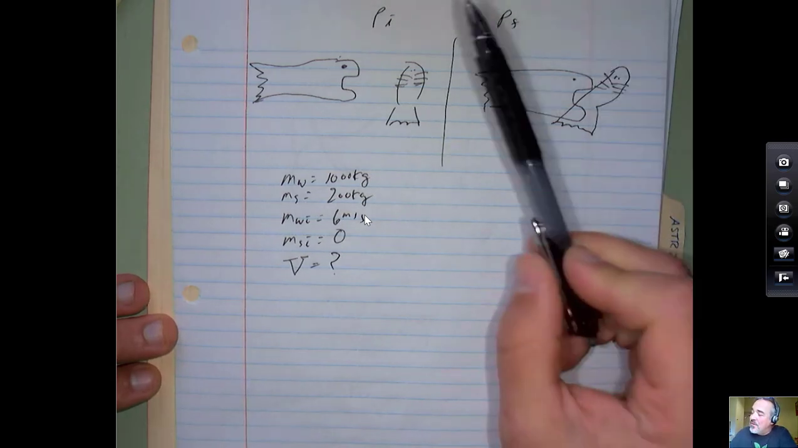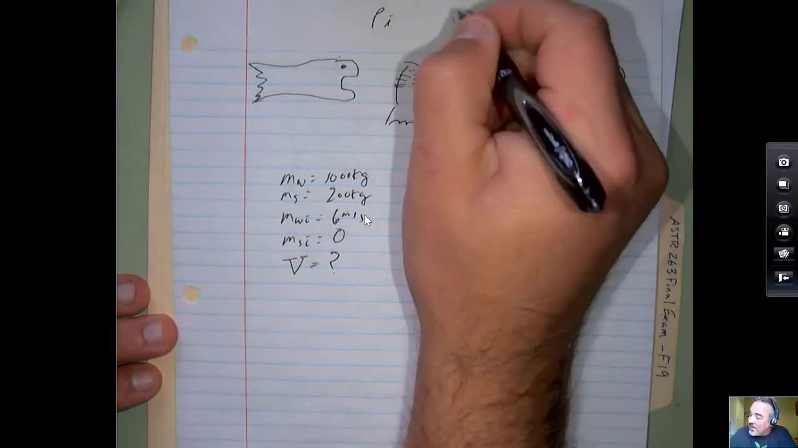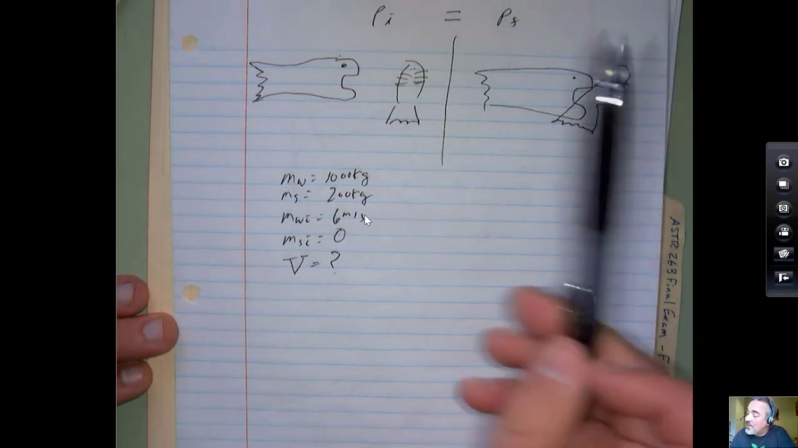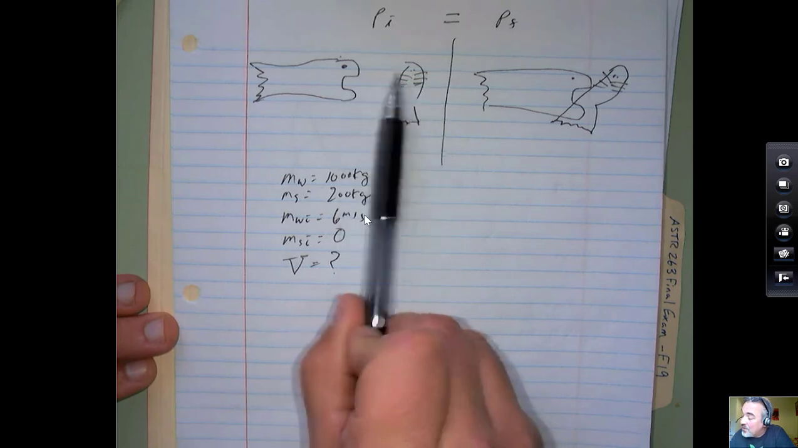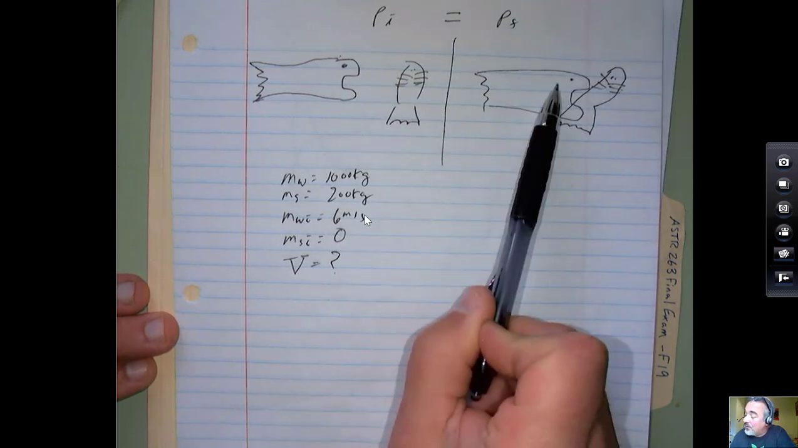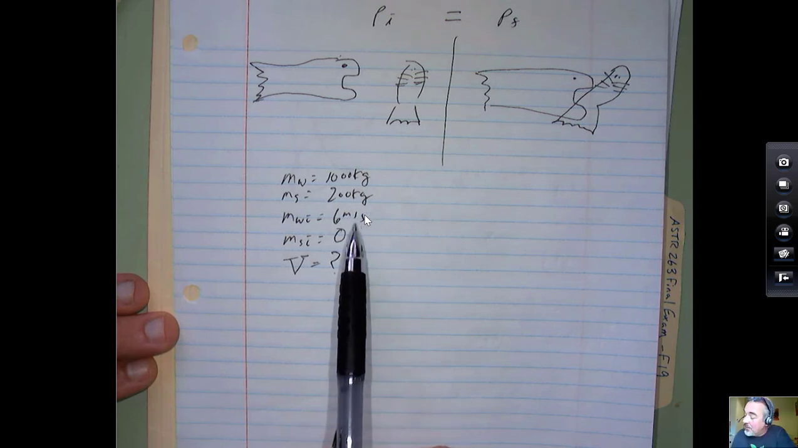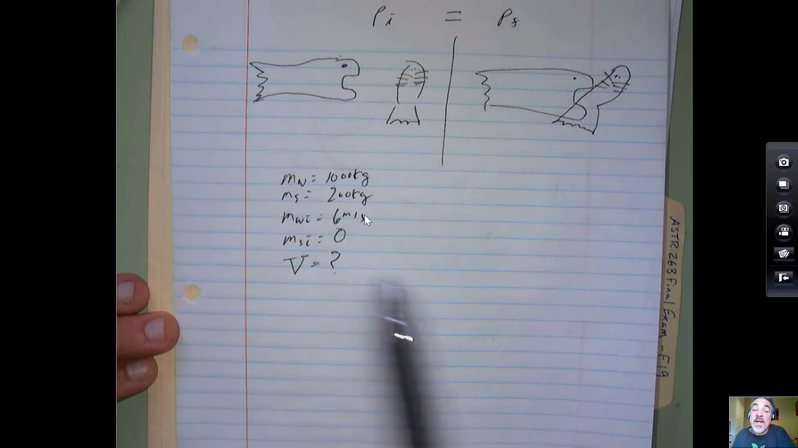So the initial momentum of the system is equal to the final momentum of the system. This is something we call a perfectly inelastic collision. It's the sticks together type of collision. So with collision problems, you look at the momentum before the collision and then the momentum after the collision. So the mass of the whale was 1,000, the seal 200. The whale is actually moving, the seal stationary. What's their combined final speed?